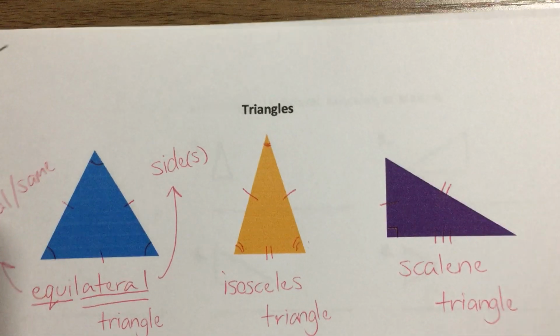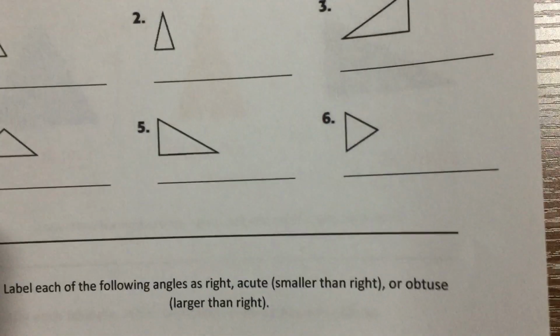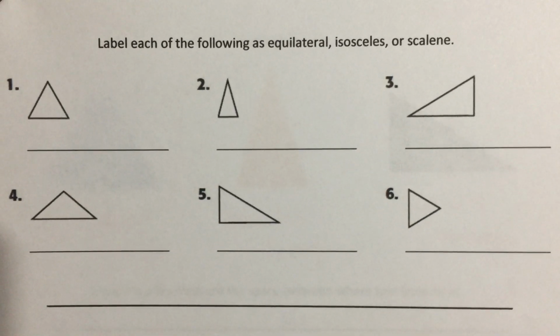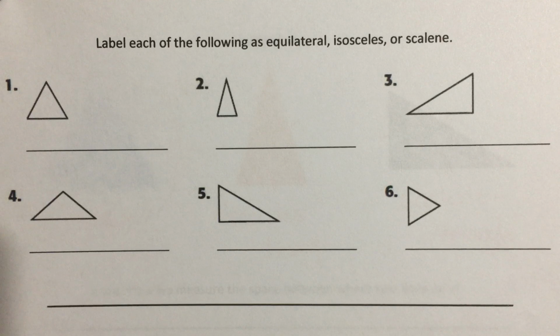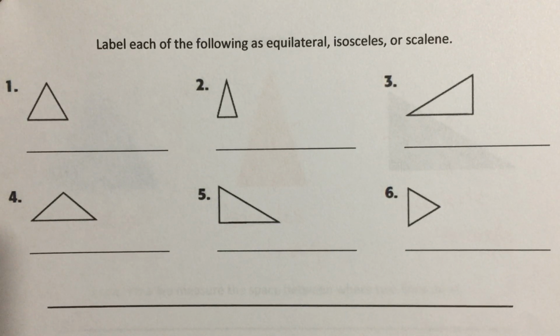Okay. So we're naming triangles. However, that's not all we're going to do. We're going to label a few more of these as either equilateral, isosceles, or scalene. Then we're going to talk angles a little bit more. So let's take a look at 1 through 6. And I'm going to pause here for just a moment. If you would like to pause yourself and take a shot at these before we go through them, feel free to do so right now.